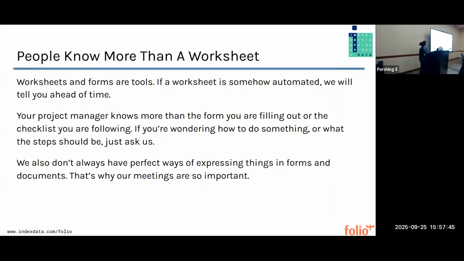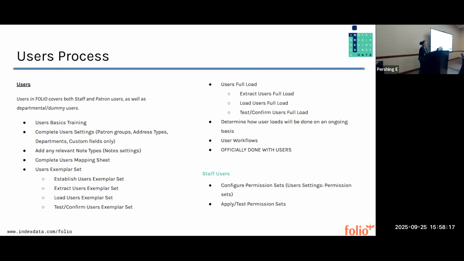But I do like to point out that people know more than a worksheet. All of the worksheets and forms that we use are just tools. If a worksheet were somehow going to magically populate your system, I would tell you that ahead of time, because that would be weird, right? So if a worksheet isn't clear or you want to do something that it seems like the worksheet doesn't accommodate, just let us know. We always have ways to work around that. And if you need to split a field into 3 different FOLIO fields, that's also achievable. We just need to talk about it ahead of time. So that's why our meetings are so important.